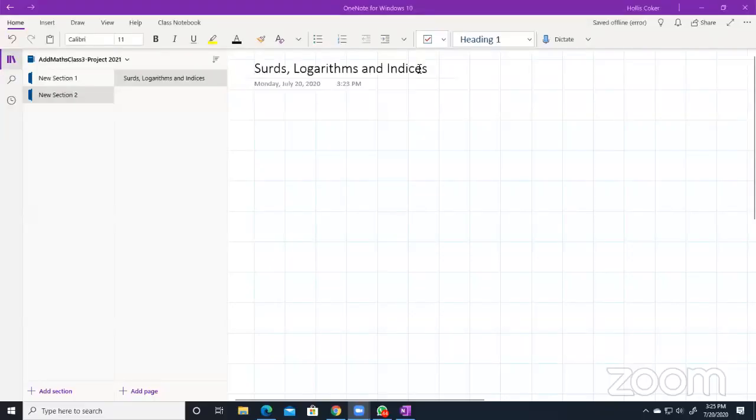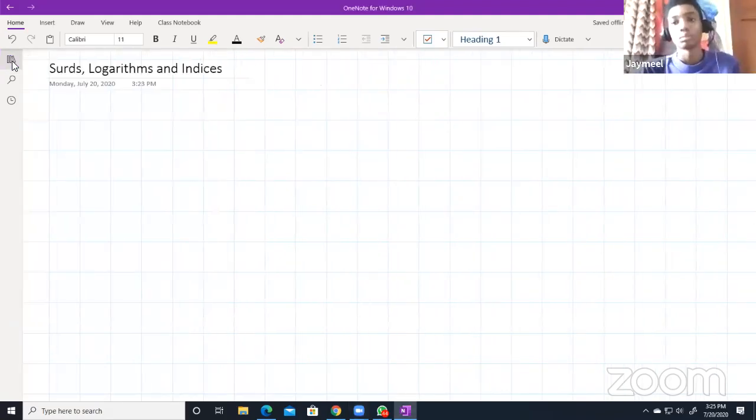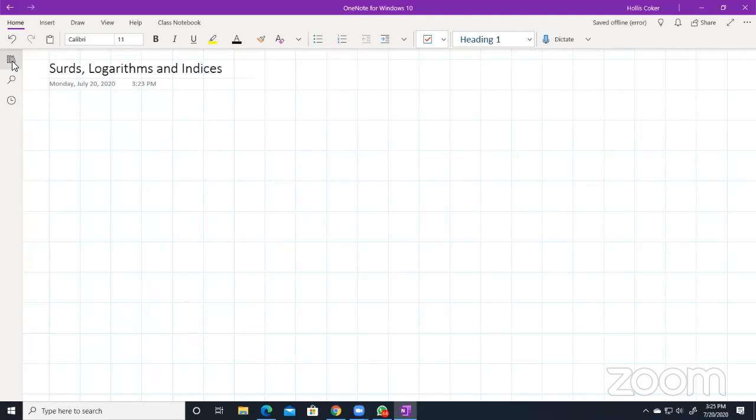All right. Surds, logs and indices. Surds, logarithms and indices. All right, so let's go. Share. So you see my screen? Yeah. All right. So I'm going to write down a few questions, and if you can figure it out, I know I don't have to do this kind of stuff.